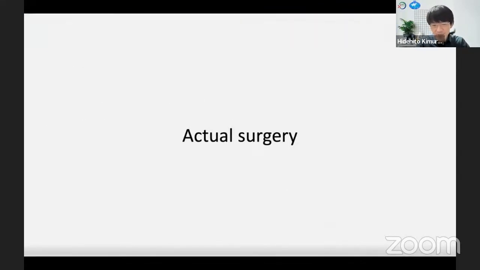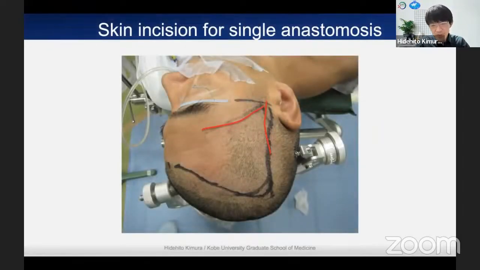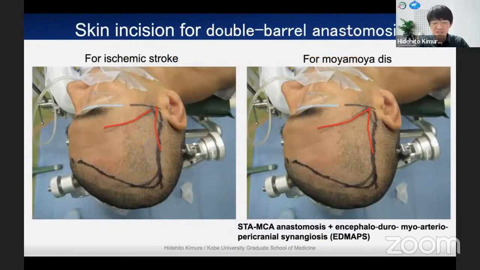So I will talk about the actual surgery. Usually I do the double barrel anastomosis, but in some patients you can choose the single anastomosis. You can see the parietal branch STA and the frontal branch of STA. Both grafts are usually available for this surgery. But if you use the single anastomosis, you just make a linear skin incision just above the temporal STA, and with a relatively small craniotomy you can find a good recipient.